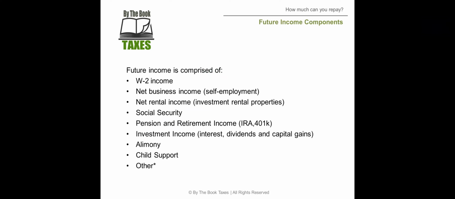Future income is made up of W-2 income, net business income from self-employment, rental income in case you own investment rental properties, Social Security, pension, retirement income, investment income, interest, dividends, capital gains, alimony, child support, and any other source of cash that comes into your house.